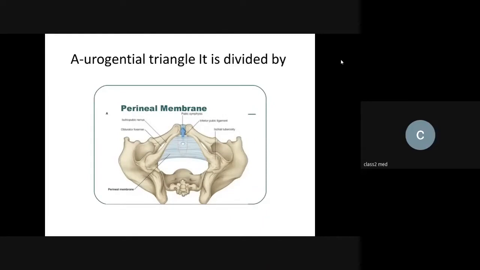It is divided by the perineal membrane, which is attached to the boundaries of the perineum, as I said before: the inferior ischial rami, the inferior pubic rami, and the ischial tuberosity. And this membrane separates the urogenital triangle into two parts.